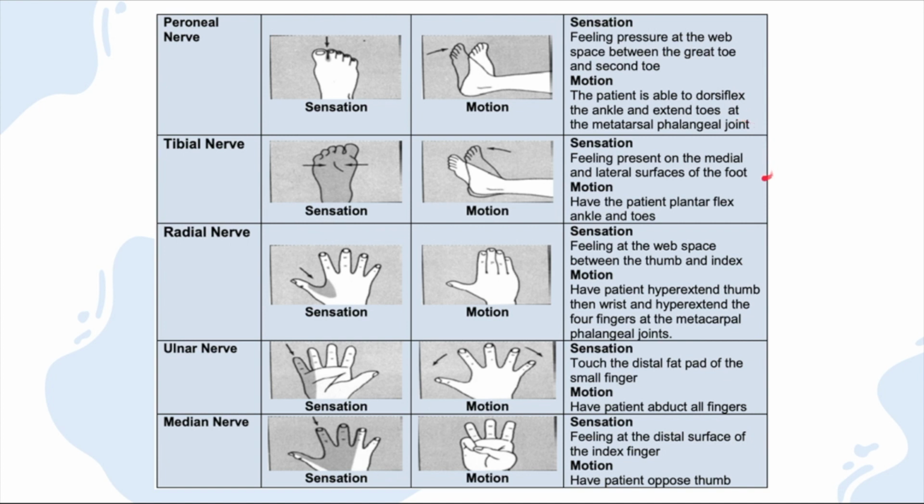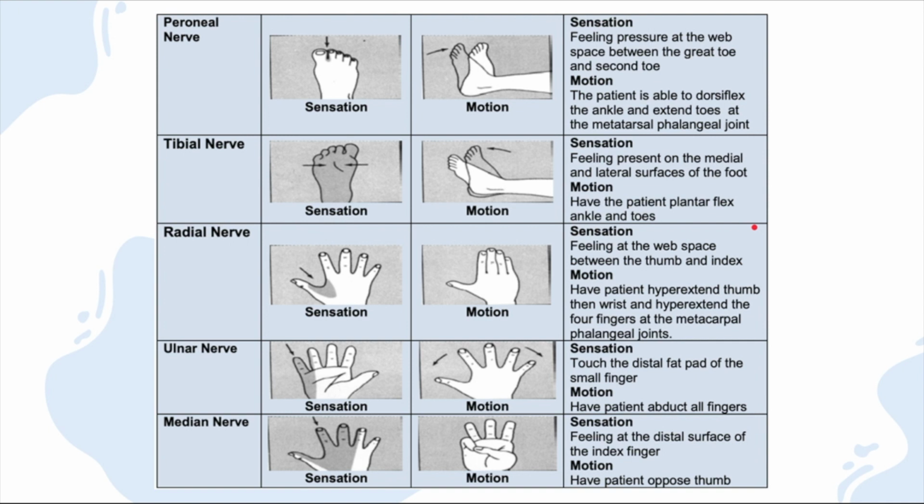These are the normal findings for each nerve. So for the peroneal nerve, the normal indication would be feeling pressure at the web space between the great toe and second toe for sensation. And for motion, the patient is able to dorsiflex the ankle and extend toes at the metatarsophalangeal joint. The normal findings for tibial nerve for sensation would be feeling present on the medial and lateral surfaces of the foot, and the normal finding for motion would be to have the patient plantar flex ankle and toes.